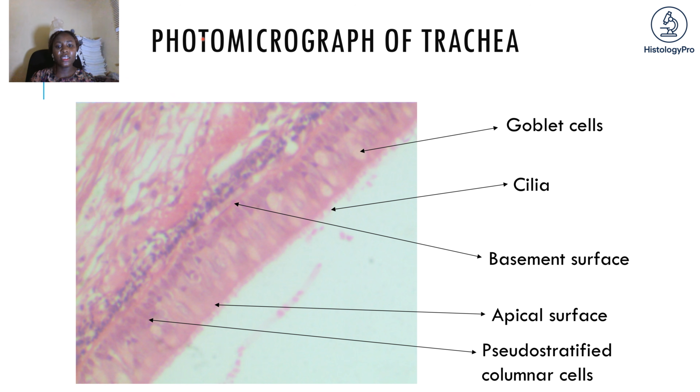On this slide, we are observing a section of ciliated pseudostratified columnar epithelium, typically found lining the respiratory tract, such as the trachea. Starting from the free edge facing the lumen, we can see the apical surface. The apical surface bears numerous cilia. Cilia look like hair-like structures.